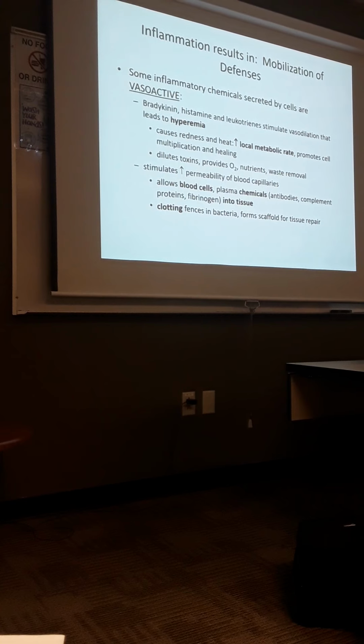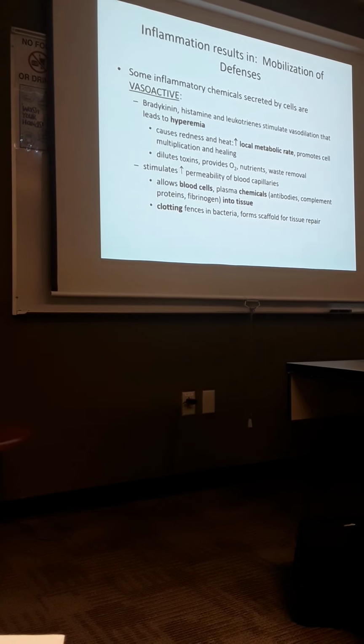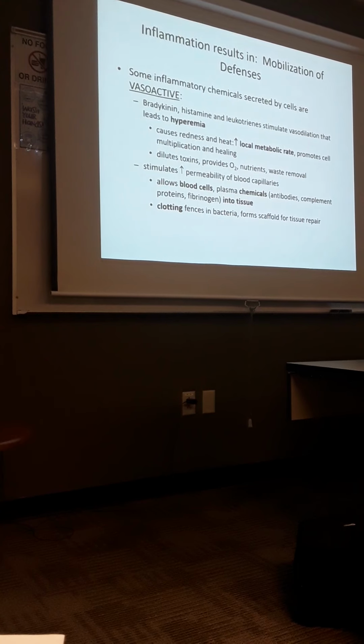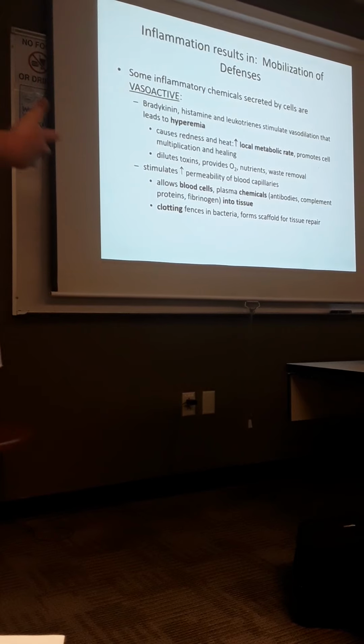Okay? Some examples of those chemicals are bradykinin, histamine, and leukotrienes. And they increase blood flow, which increases redness and increases temperature to increase metabolism and promote healing. Another thing to note is that it increases the permeability of the blood capillaries. So the blood capillaries even become more leaky, okay, which allows blood cells and different chemicals into the tissue.